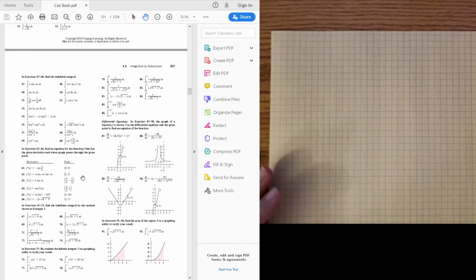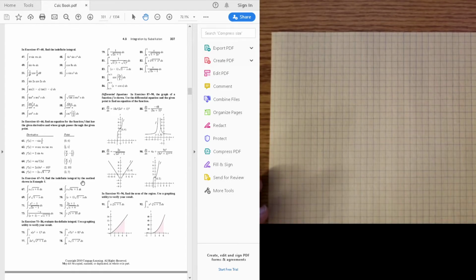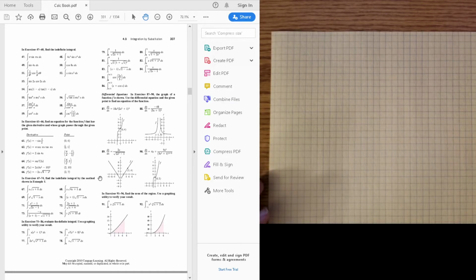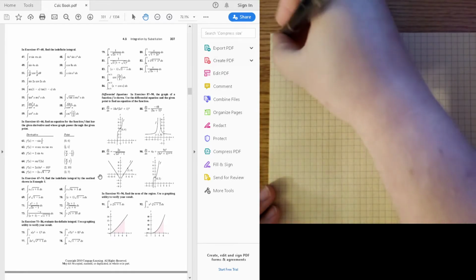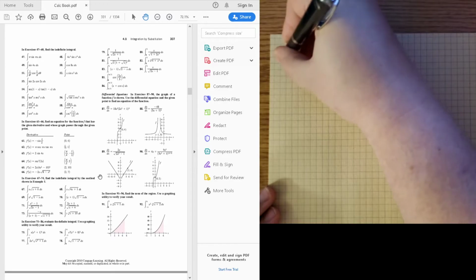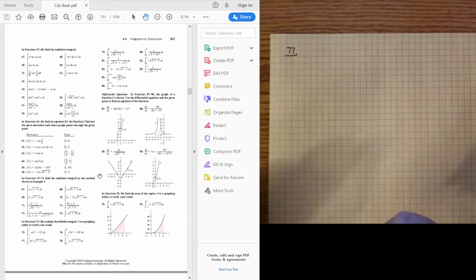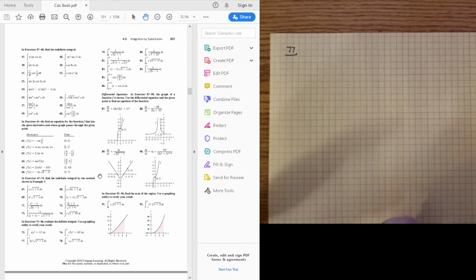Okay, for this problem, let's do number 77. I like 77. If you're looking at numbers like 67, 69, 71, and 73, I will come back and do one of those here in a little bit. I just want to get this part out of the way first.